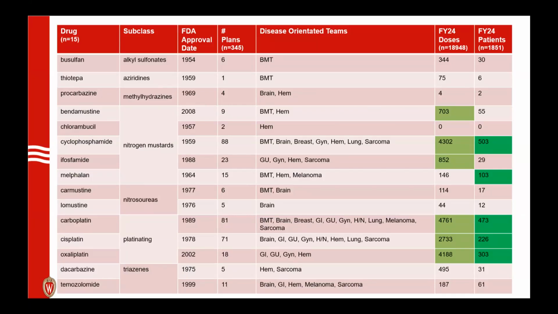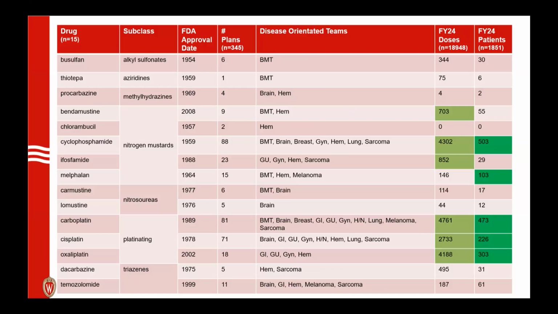So there are 15 drugs today in the alkylating agents. I'd like to point out that these drugs are still widely used, even though their use has gone down somewhat. They're still part of many curative cancer approaches. Almost 19,000 doses were given over the last fiscal year, to close to 2,000 patients, in 345 treatment plans. A lot of those are similar plans, but there are a lot of unique plans.